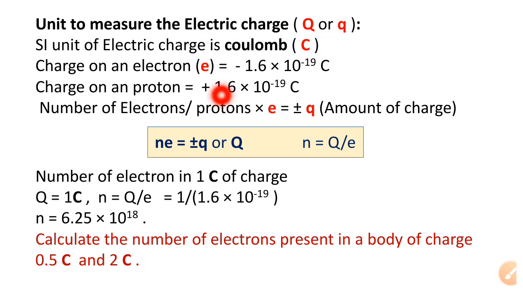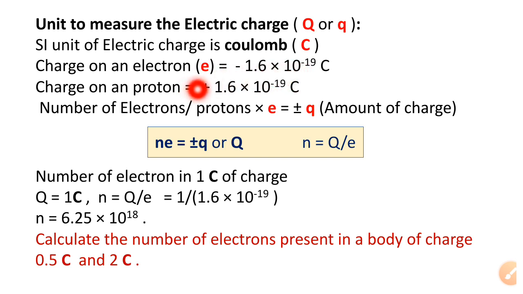And as we know, the smallest charged particle is the electron, so we consider the magnitude, the amount of charge in an electron. It is given as minus 1.6 into 10 to the power minus 19 Coulomb. This is called the electronic charge, and it is represented with a small e. Whenever e is given, that means e equals minus 1.6 into 10 to the power minus 19 Coulomb.